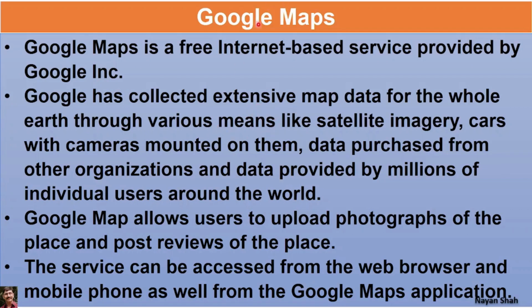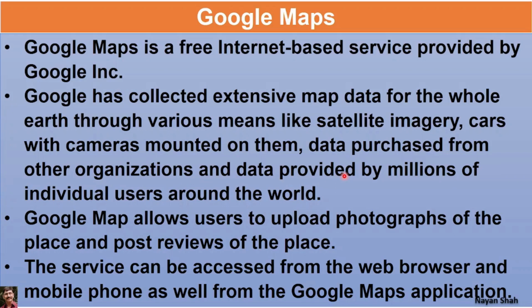See, before starting the Google Maps service, Google put a lot of effort into collecting each and every corner of the world. The details about each and every road, houses, streets, everything. They have collected extensive map data of the entire earth. And how did they collect it? They collected it through various means like satellite imagery, cars with cameras mounted on them, data purchased from different organizations, and data provided by millions of individual users like us.